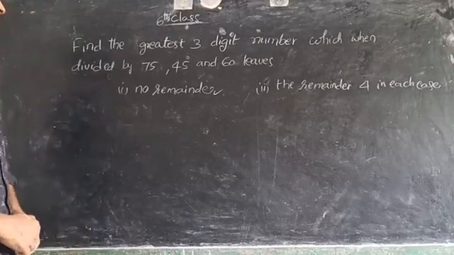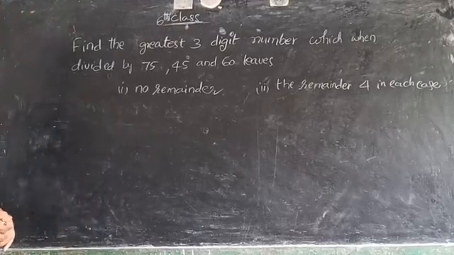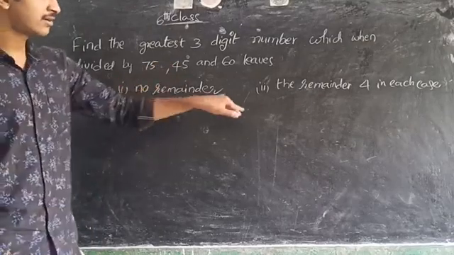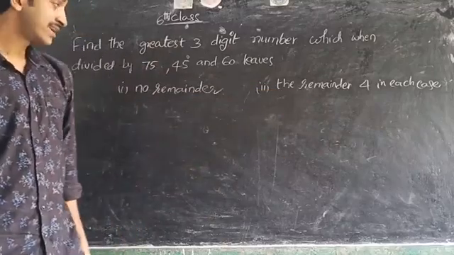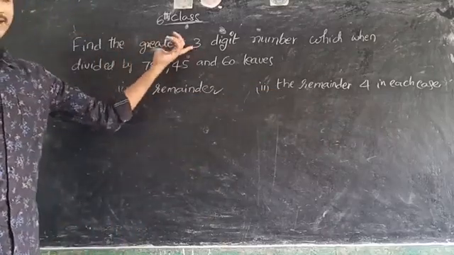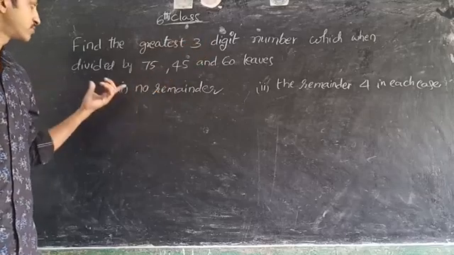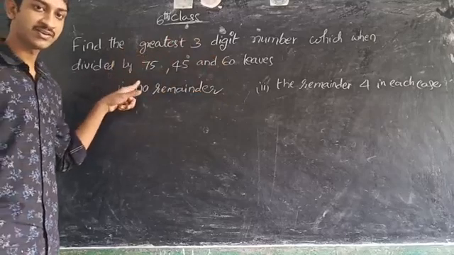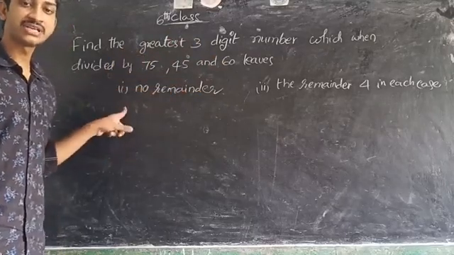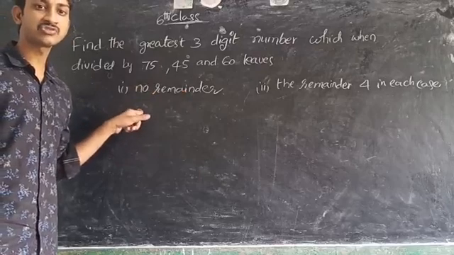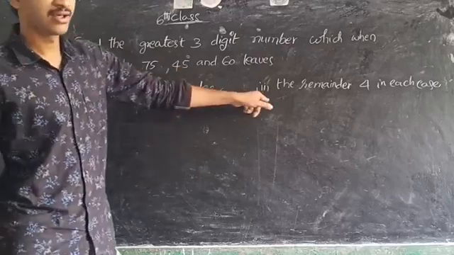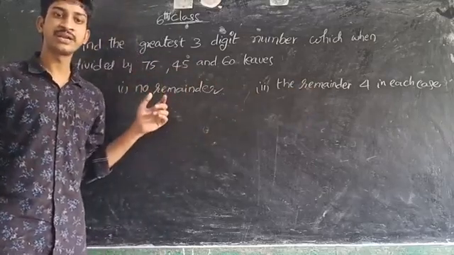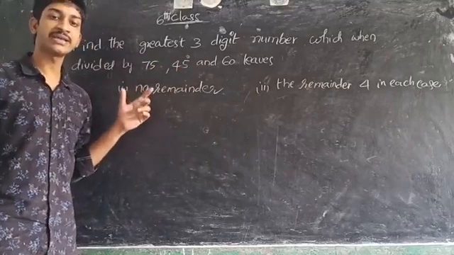Here, find the greatest 3-digit number which, when divided by 75, 45 and 60, leaves no remainder, and the remainder 4 in each case. We have to find the greatest three-digit number which is commonly divisible by 75, 45 and 60, leaving no remainder. No remainder means exactly divisible by these three numbers, and here the remainder 4 in each case. If you divide it by 75, 45 and 60, it leaves 4 as remainder in each case.